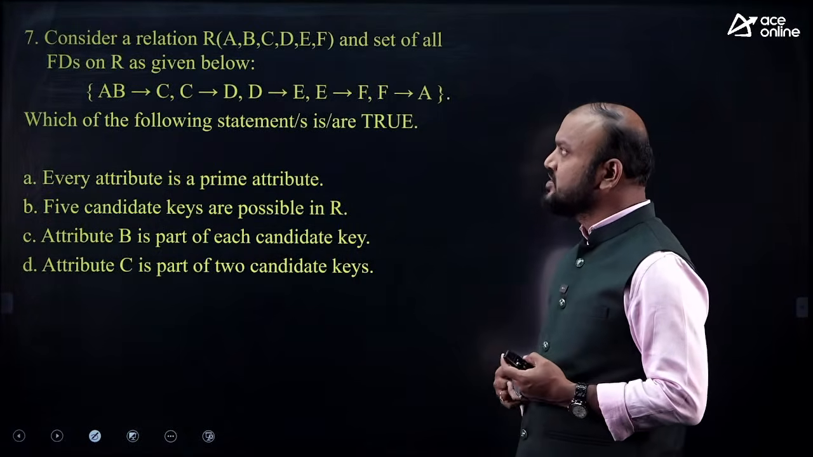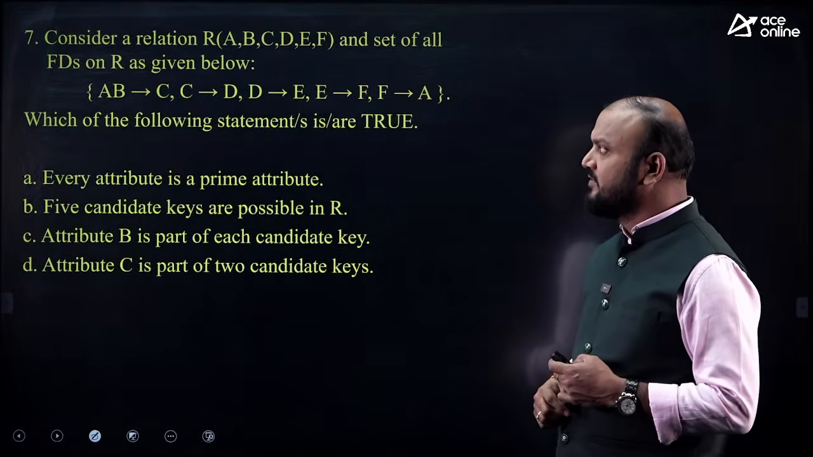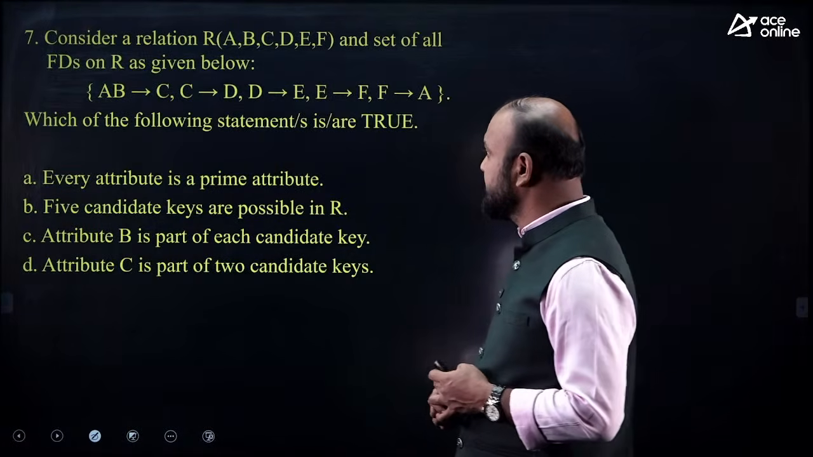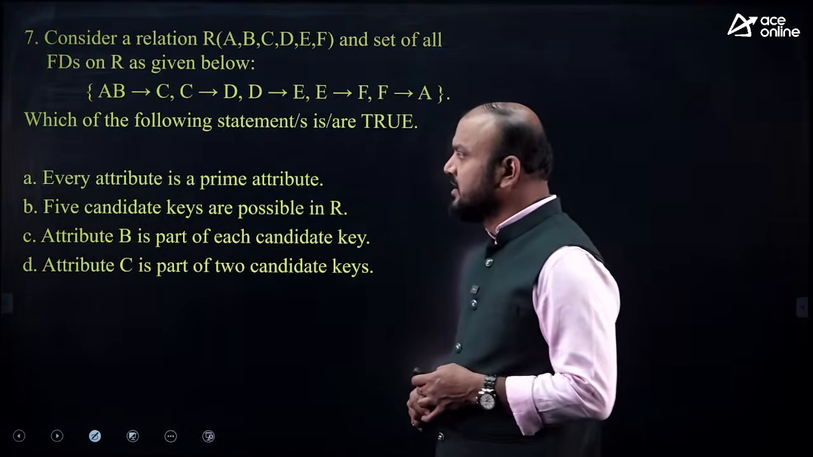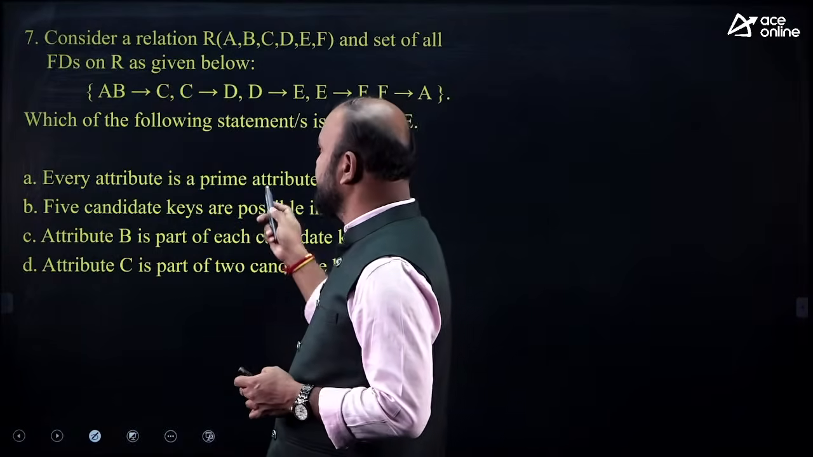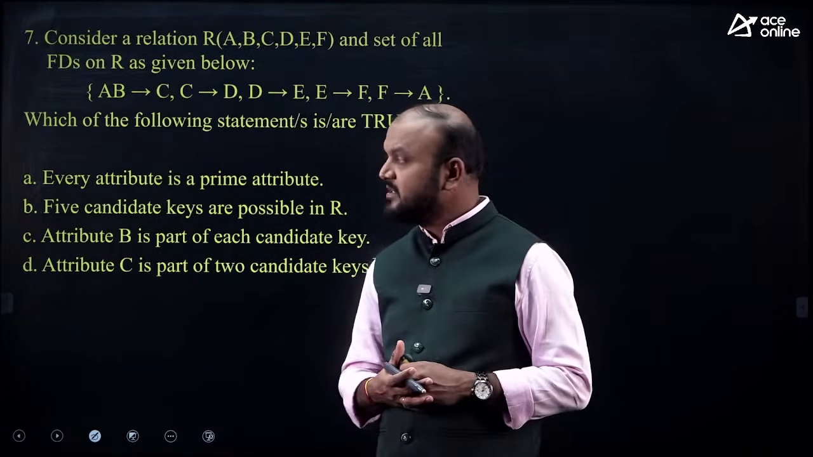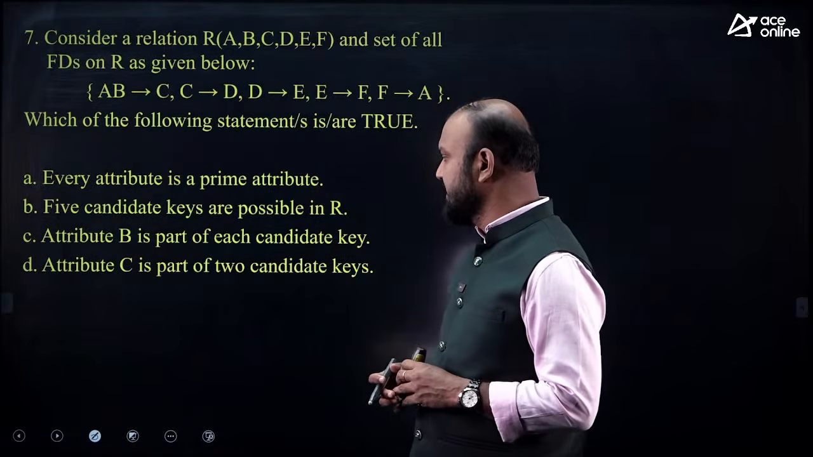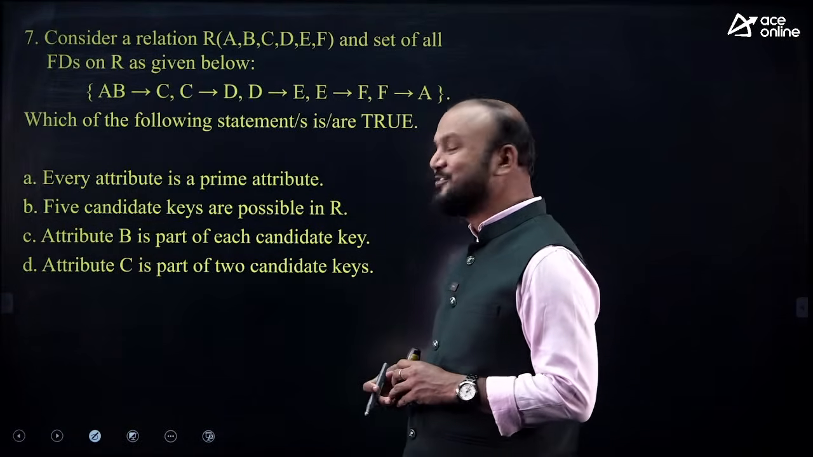Consider a relation R of A, B, C, D, E, F and the set of all FDs given below. Which of the following statements is true for R? Every attribute is a prime attribute. The question is about prime attributes. 5 candidate keys are possible. Attribute B is part of each candidate key. Attribute C is part of 2 candidate keys.